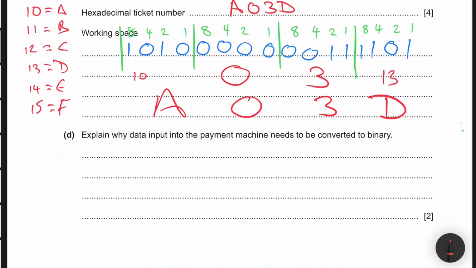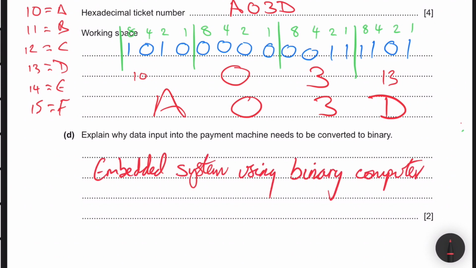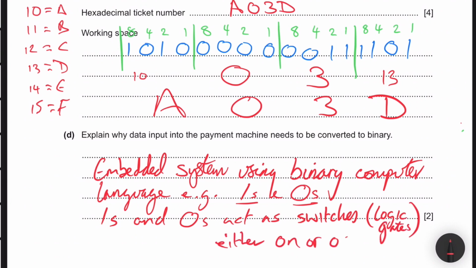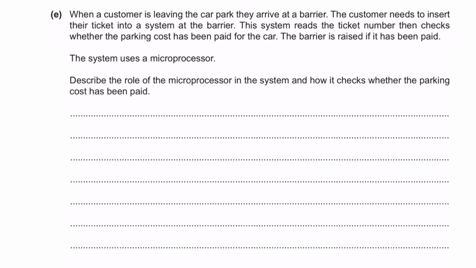Explain why data input into the payment machine needs to be converted into binary. It's an embedded system using binary computer language, e.g. ones and zeros. Okay, ones and zeros act as switches, logic gates. The switches are either on or off. So like a washing machine, it's basically an embedded system. An embedded system with a CPU in it is going to use a language, binary. Oh my word, that's for 4 marks.